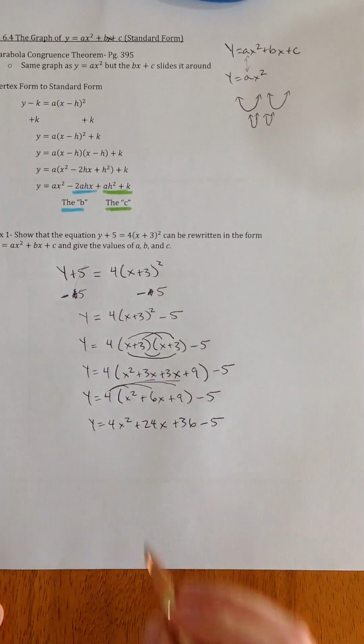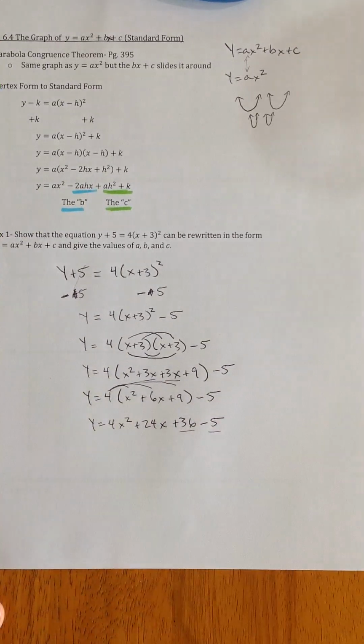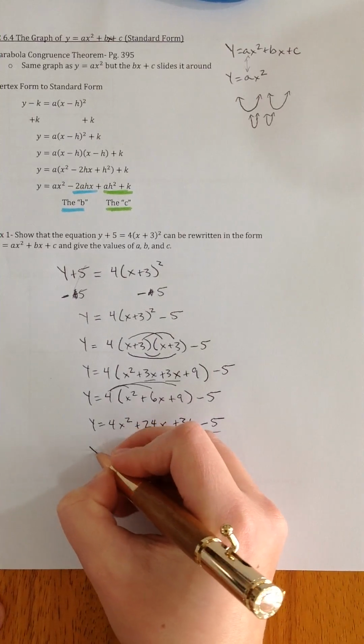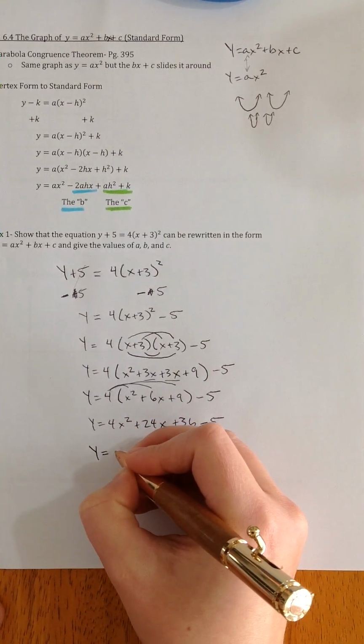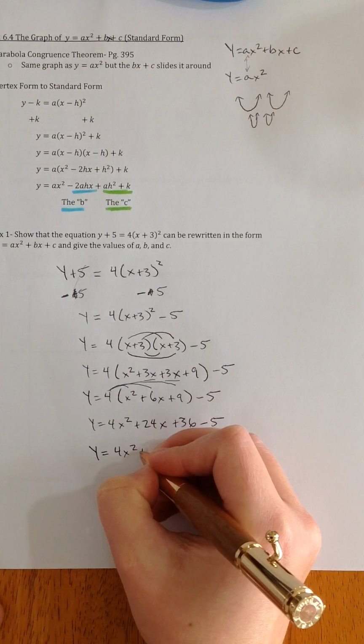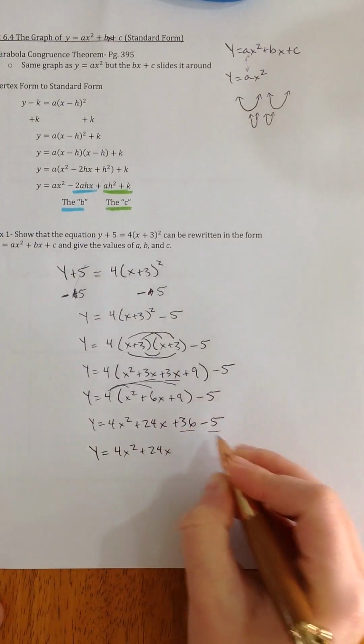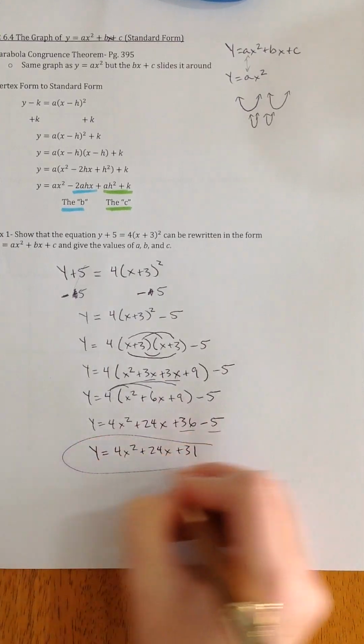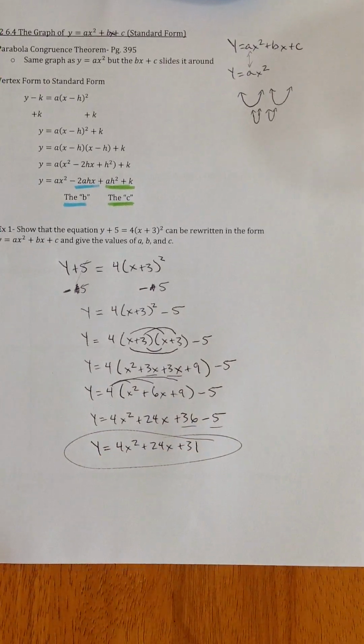And then my last step then would be to combine my two constants together. So the ones without x's, I would put the 36 and the 5 together to make 31. So my final standard form equation here would be y is equal to 4x squared plus 24x, and then those two together would make 31. So plus 31. So that would be in standard form.